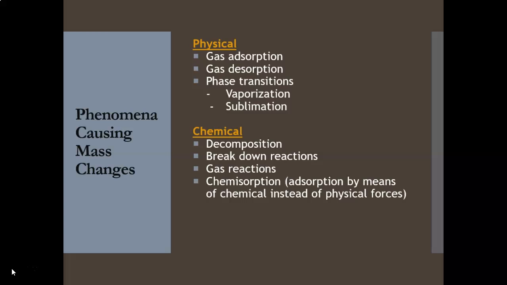Okay, for the chemical process, it involves decomposition, breakdown reaction, gas reaction, and chemisorption, which is adsorption by means of chemical instead of physical forces. Chemisorption is adsorption in which the adsorbed substance is held by a chemical bond. So it means that the substance that sticks to the surface is actually held by bonding, either covalent bonds, ionic bonds, or hydrogen bonds.